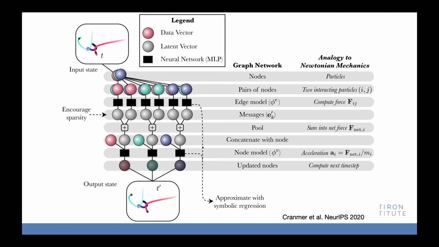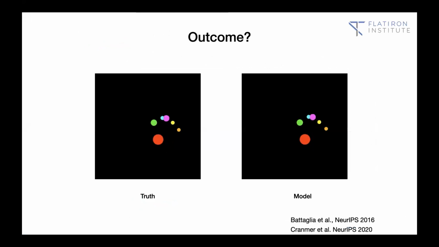So when you encourage sparsity, you are able to approximate with symbolic regression later on, because otherwise the search space is huge, as I mentioned earlier. So, outcome: does it work? It works pretty well, actually, for this system. It's a 1,000-step rollout, and we only learn one step at a time. So the fact that it ran the 1,000th step is actually pretty impressive.